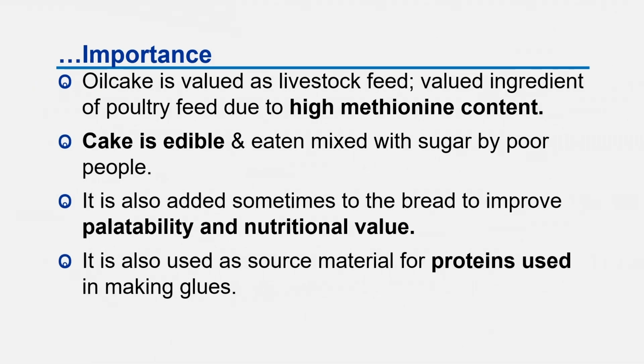Oil cake is valued as livestock feed, and is a valued ingredient of poultry feed due to its high methionine content. So, really it is good; methionine, we know, is an essential amino acid. Cake is edible and eaten mixed with sugar by poor people. It is also added sometimes to bread to improve palatability and nutritional value. It is also used as a source of material for proteins used in making glues.